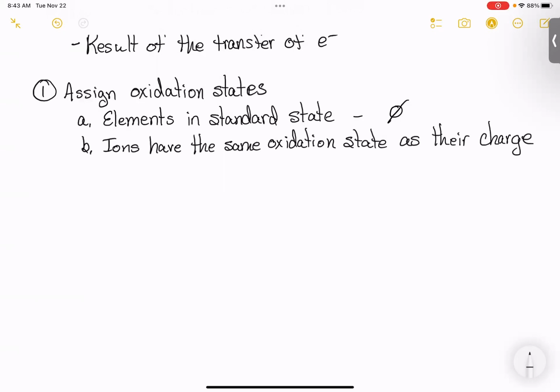It doesn't matter whether we're talking about an elemental cation or an elemental anion. As long as it's an ion of a single element, the oxidation state will be the same as its charge.